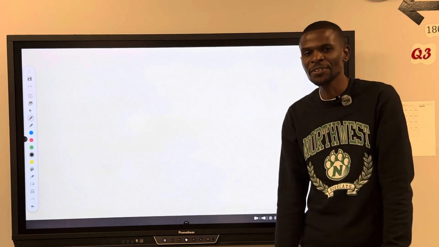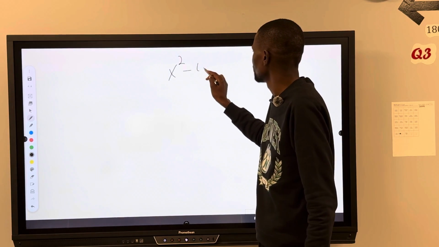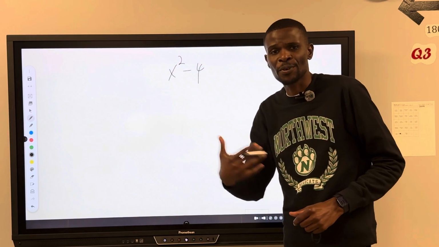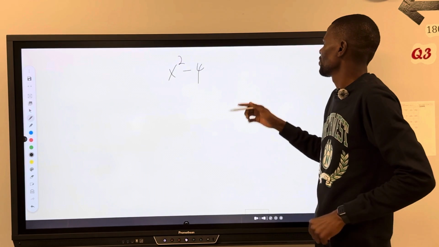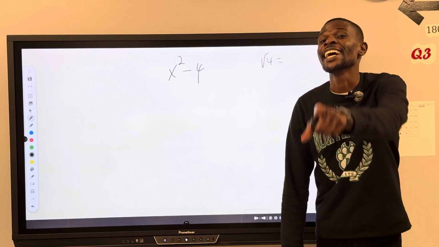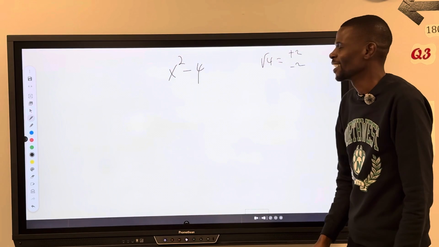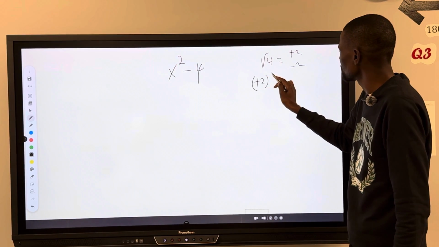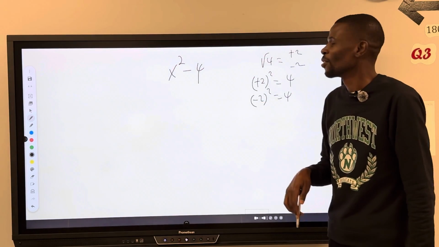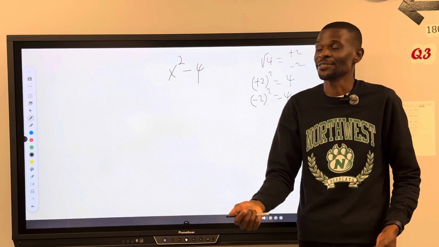Case number 2 is when we don't have the b term. So when I have x squared minus 4, before we tackle this easy problem, think of this. What is the square root of 4? I know you said 2, but it's both positive 2 and negative 2. If I say positive 2 squared, I get 4. Negative 2 squared, I still get 4.